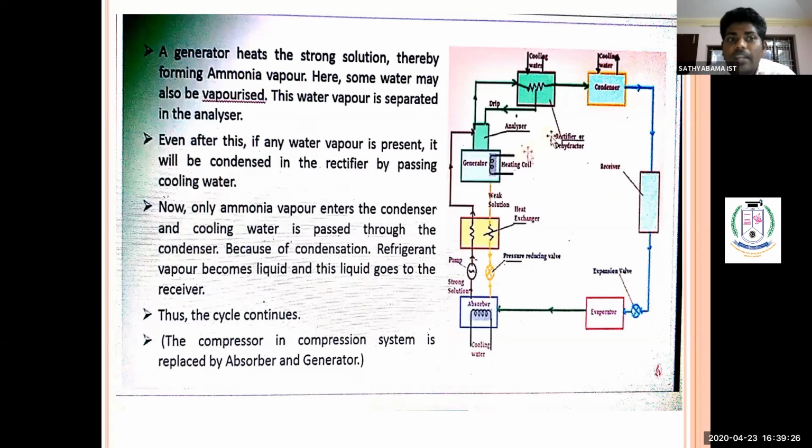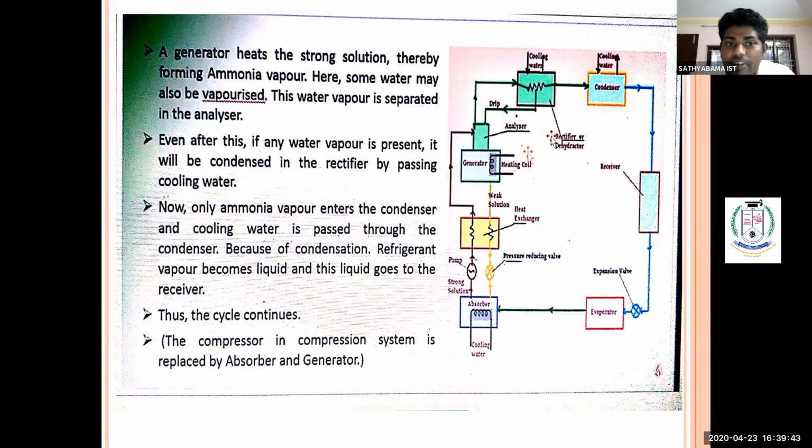See the use of the generator. The generator heats the strong solution. So the generator is here, I'm moving the cursor. This generator will heat the strong solution, thereby forming ammonia vapor. Here some water may be vaporized. This water vapor is separated in the analyser.